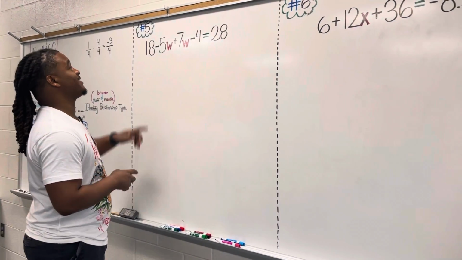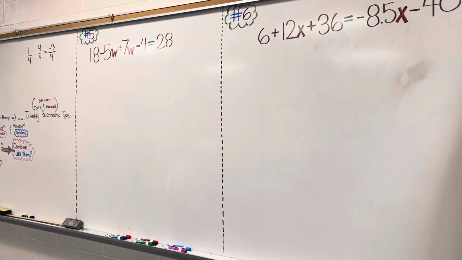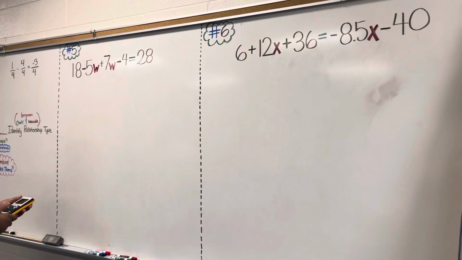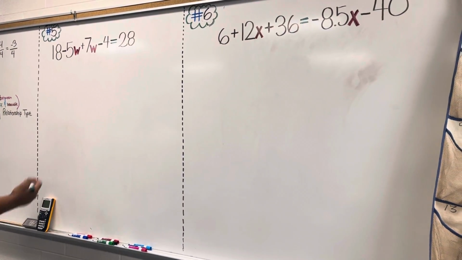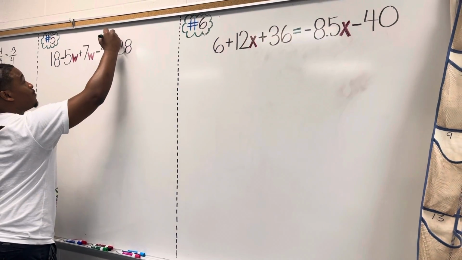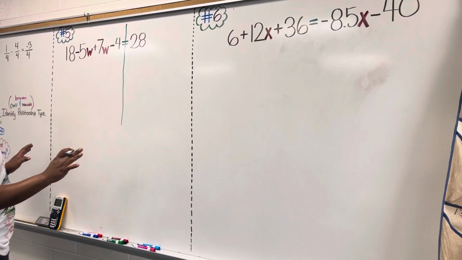Today I want to go over examples 5 and 6 of how to solve multi-step equations. All right, so let's start off with example number 5. You already know the first step that we do is we always draw the fence going through the equal sign because we want to split up the room, okay?